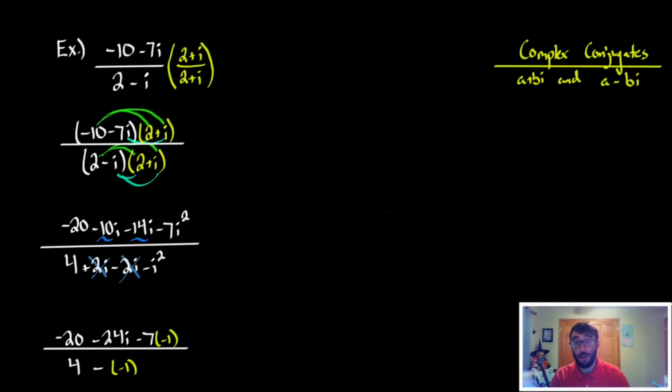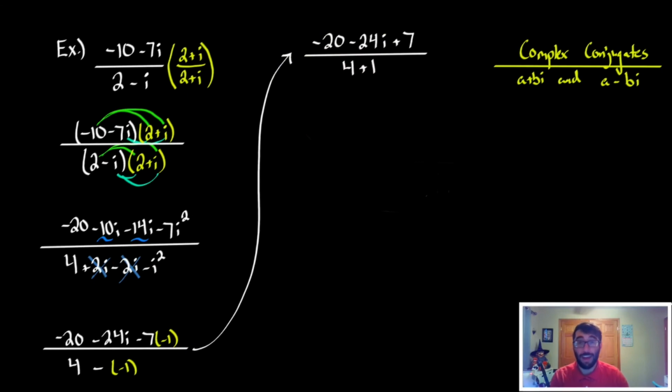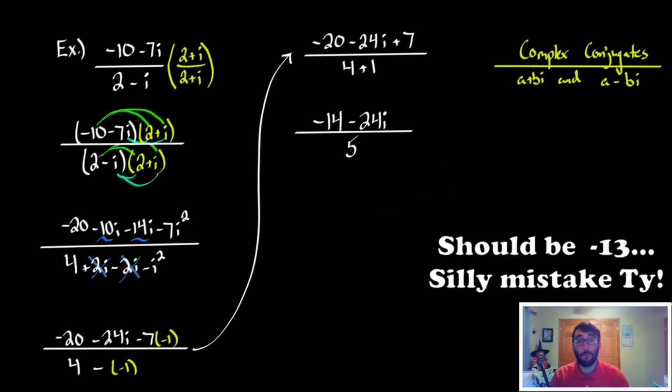And from here, it's just combining like terms and making sure it's written in standard form. So we combine like terms to get negative 20 minus 24i plus 7, and then 4 plus 1, and then we combine like terms to get negative 14 minus 24i all over 5.